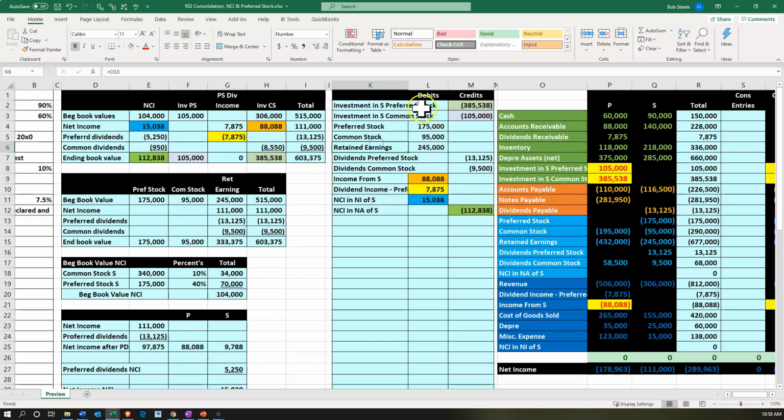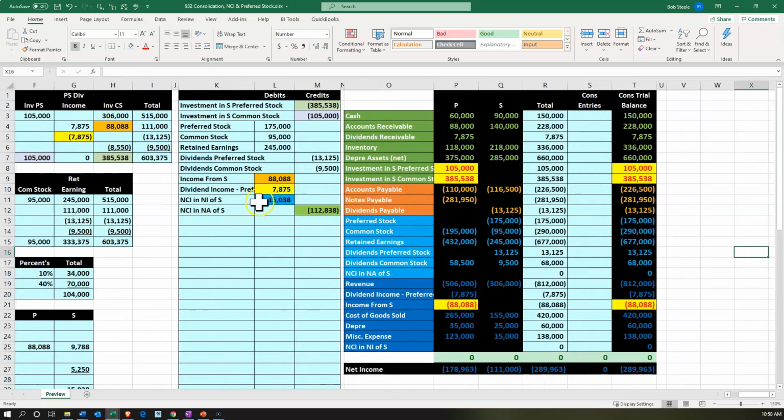Okay. And that should put us back in balance here. So that looks good. So let's go ahead and post this thing out. We're going to say, all right, this first one is the investment in S preferred stock. So that's going to be down here. We're going to say that's going to be equal to then that 385,538. That'll bring it down to 0 or 1.